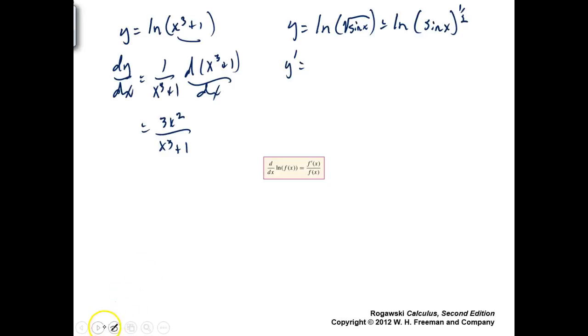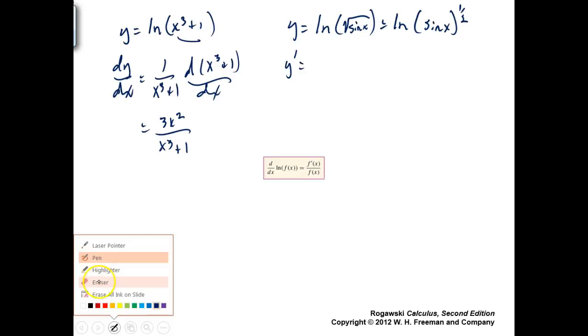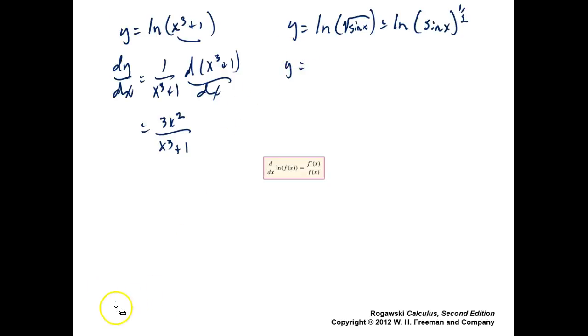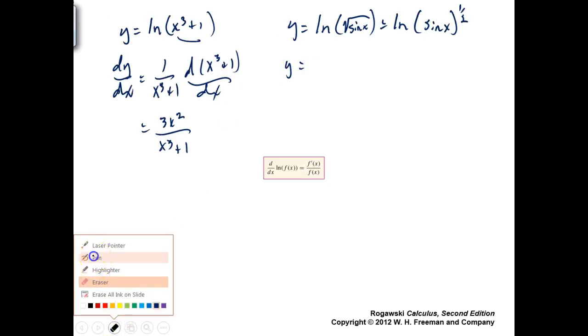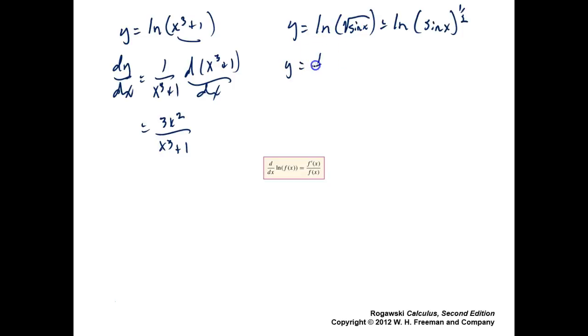So let me rewrite this. Let's rewrite our y to be this way: 1/2 the log of sine x. Now we have just a composite function of 2 with a constant in front. So now it's far easier to take the derivative. And what would that be? Can't do anything with 1/2, just carry it along. This will be what?